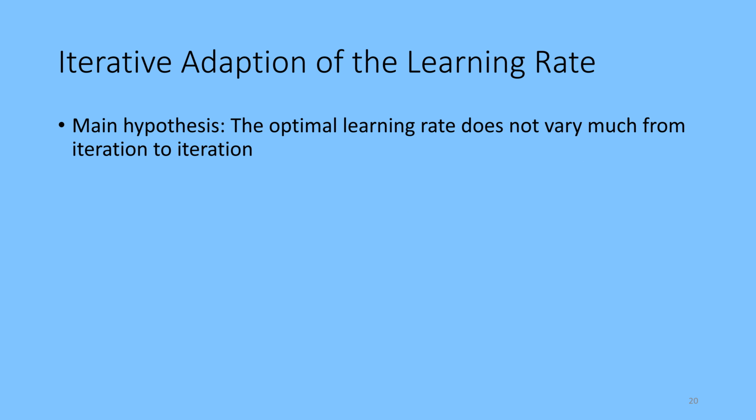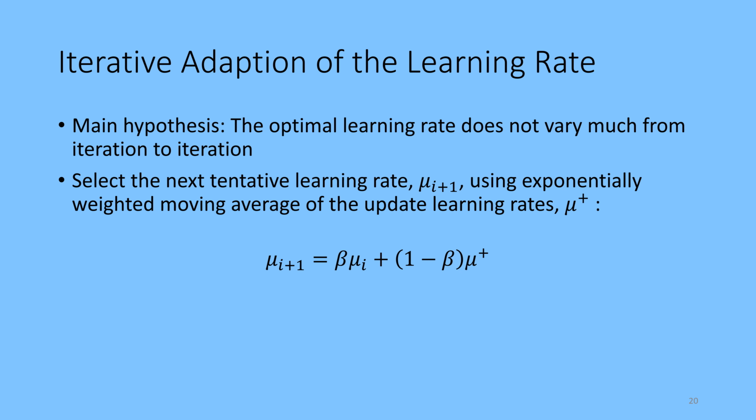Our main hypothesis is that the optimal learning rate does not vary much from iteration to iteration. We use this assumption to build a slowly changing sequence of tentative learning rates by exponentially weighted averaging of the update learning rates, mu+.